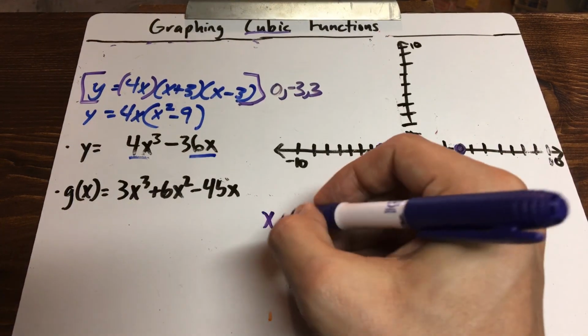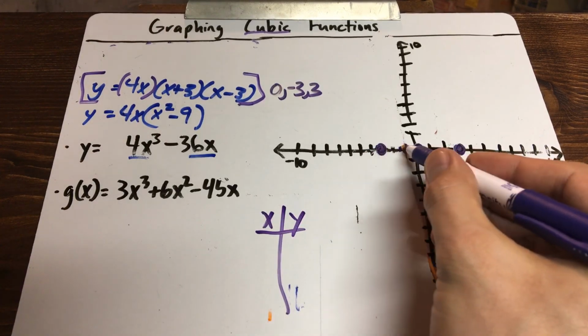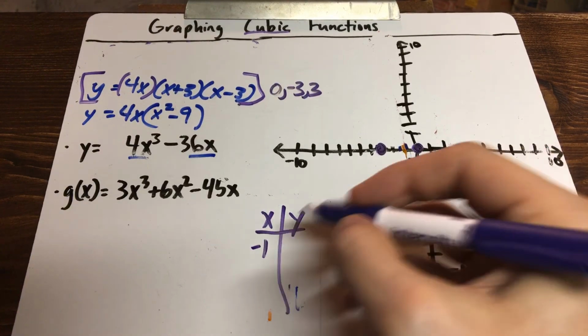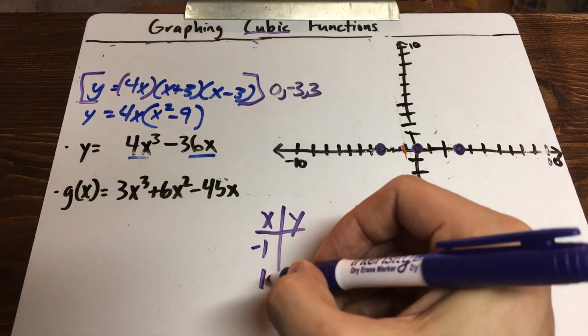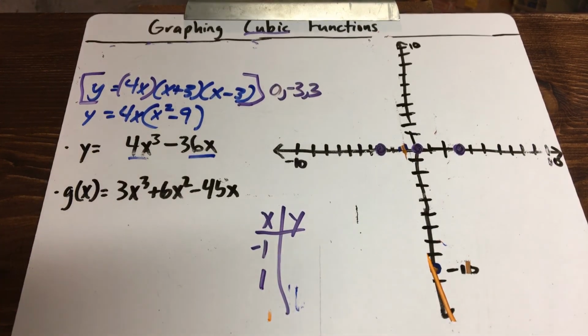I can make an X and Y table. I can pick a point in between 0 and negative 3. How about we pick negative 1? I can pick a point in between here. How about I pick positive 1? And then I can plug it in just like I did on the previous question, right?